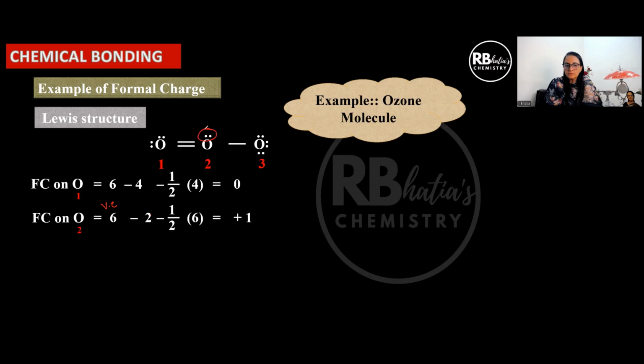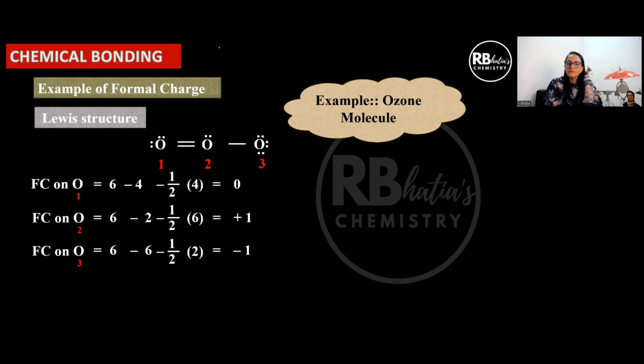Which 2? These 2. These 2 I have written here. And which are these 6? 1, 2, and 3 bonds. 3 bonds around this oxygen means 6 electrons. So when you solve, you're going to get +1. And similarly, formal charge on oxygen, 6 minus half of 2, you get it as -1.